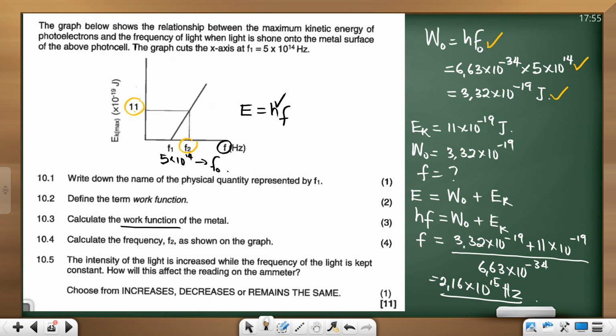The intensity. Oh, we spoke about this yesterday. Let's quickly explain what intensity is again. Intensity talks about the brightness of light, and intensity refers to the number of photons. Number of photons will affect the number of electrons, but kinetic energy will remain the same. Lovely. So, the intensity of light is increased while the frequency of the light is kept constant. How will this affect the reading on the ammeter? Let's go through the process. If the number of photons increases, it means the number of electrons will increase. What happens to current? Current will increase.